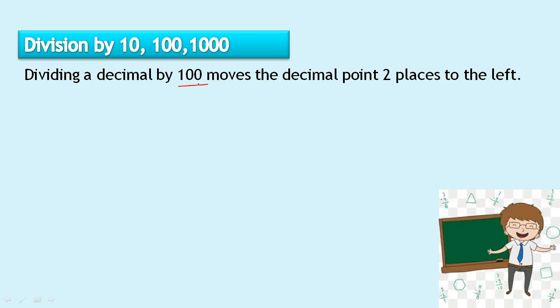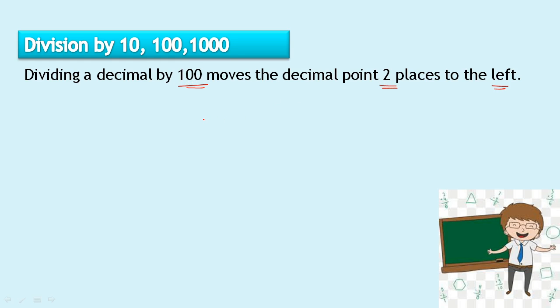Okay, let's see the other one. Dividing a decimal by 100. This time, 100 moves the decimal point two places to the left. Earlier we divided by 10 and in that case we moved one place to the left, but in this case we have 100. And that's why we are going to move the decimal point two places to the left.